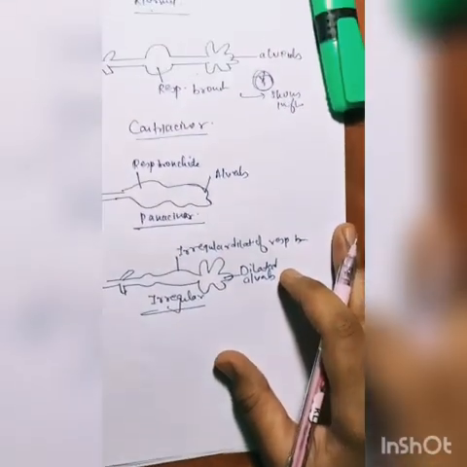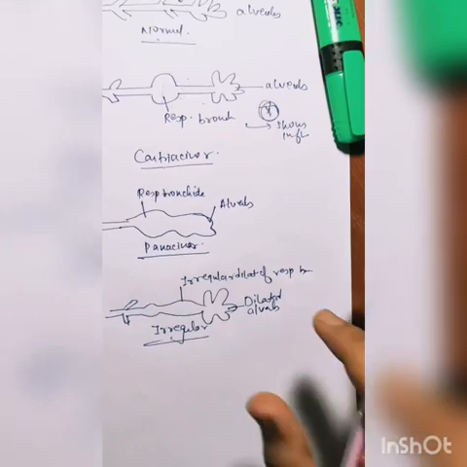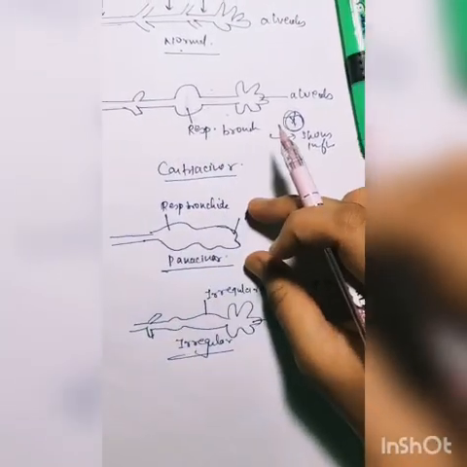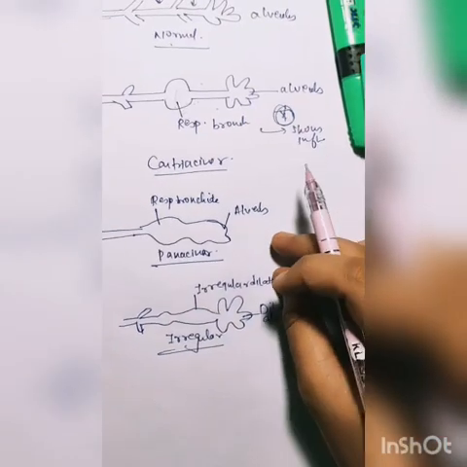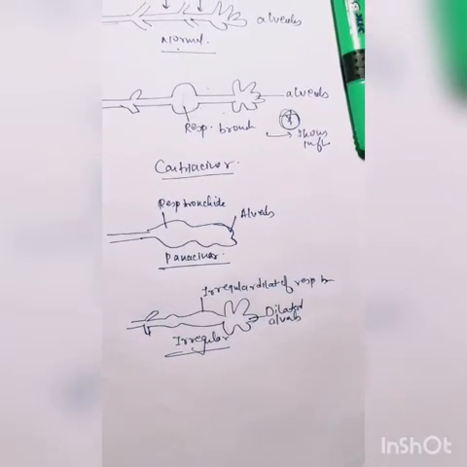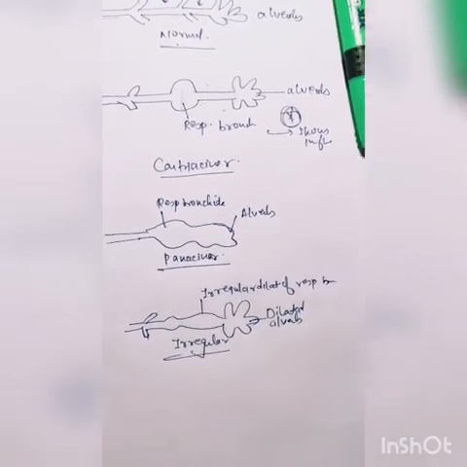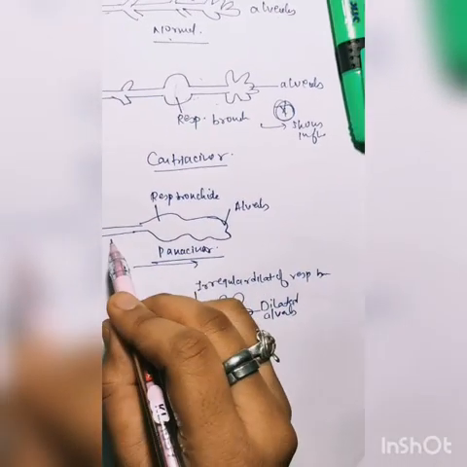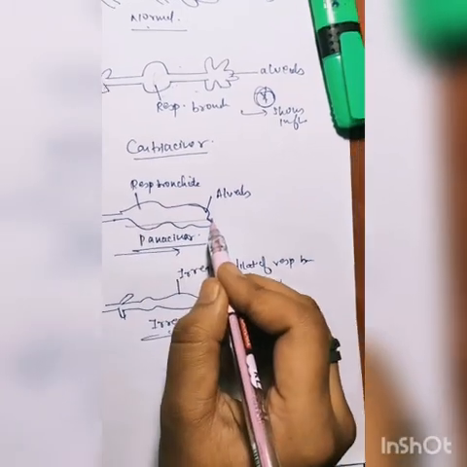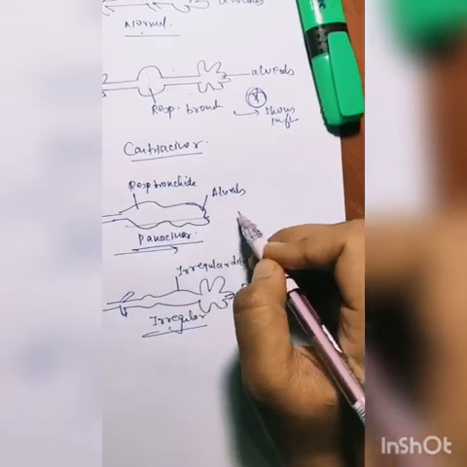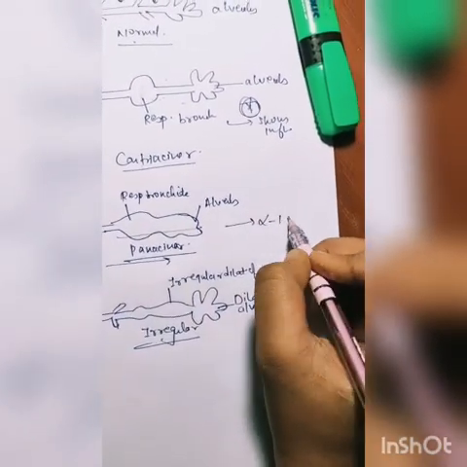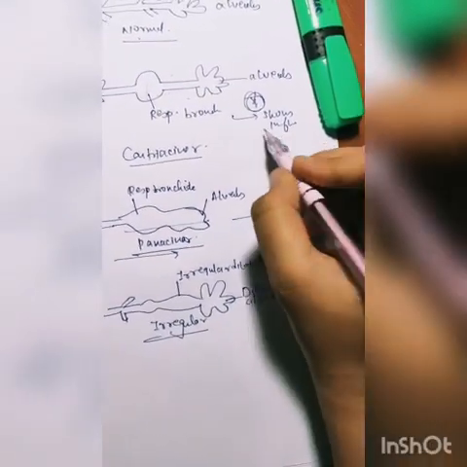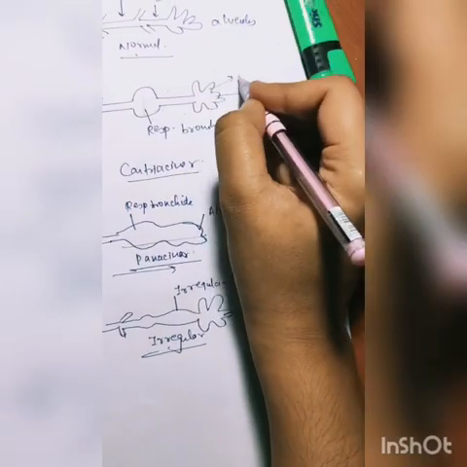Then we come to panacinar emphysema. This panacinar emphysema is uniformly enlarged, ranging from the level of the respiratory bronchiole to the terminal blind alveolar sac. It is associated with alpha-1 antitrypsin deficiency, and it is also associated with heavy smokers.